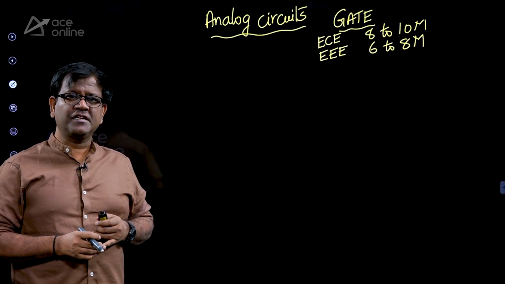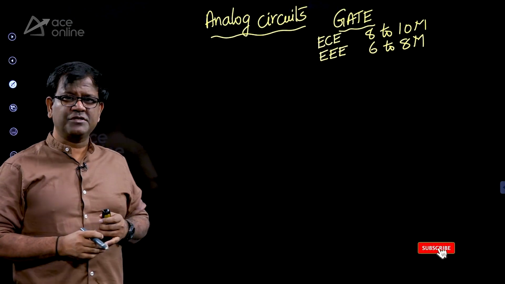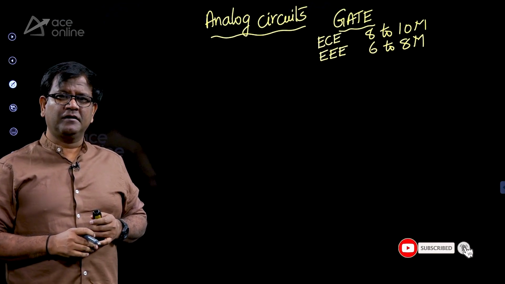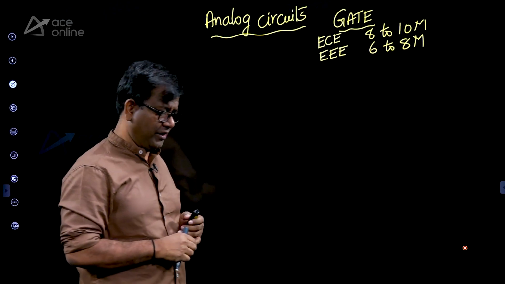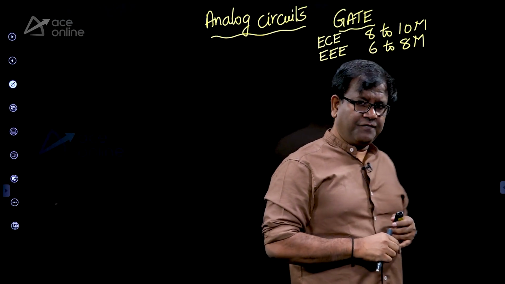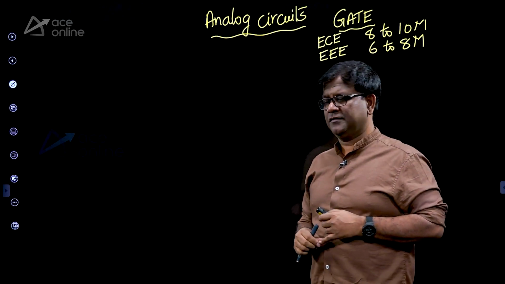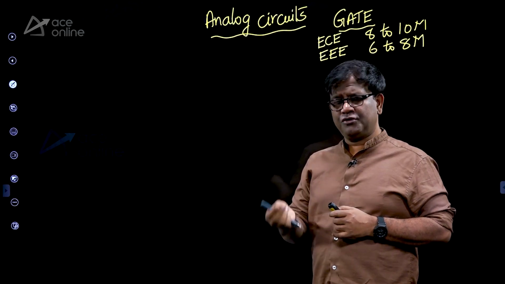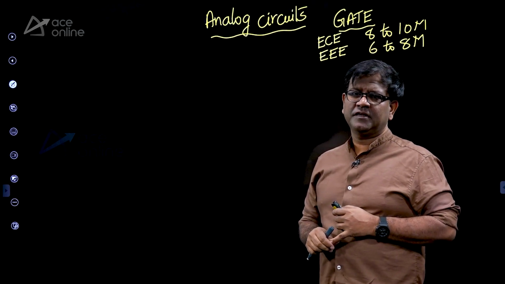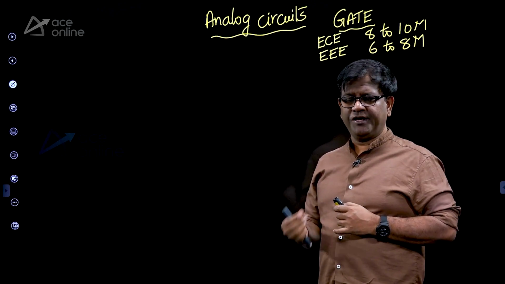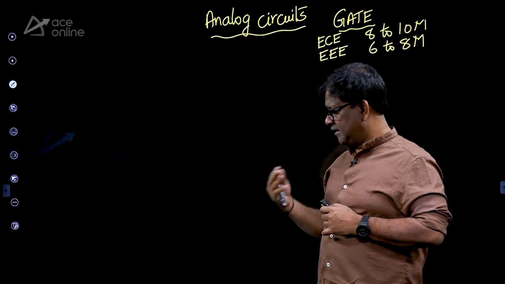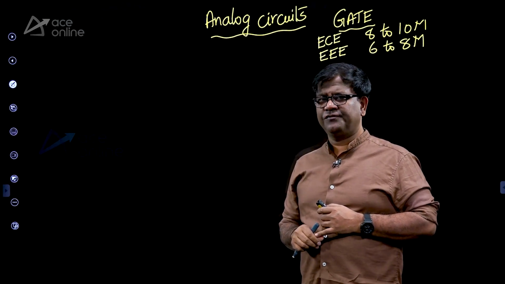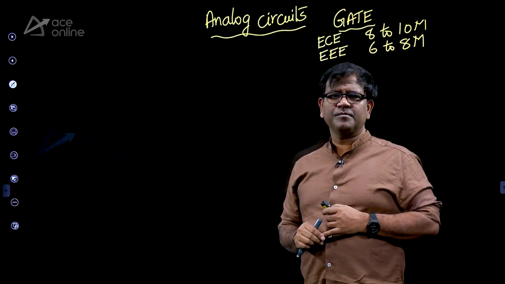This is a revision series for analog circuit subject, and in this revision series we will have 3 sessions. In the first session we will look at the approach to study this subject and the important points you have to remember for exam. In the other 2 sessions we will look at some problem solving.